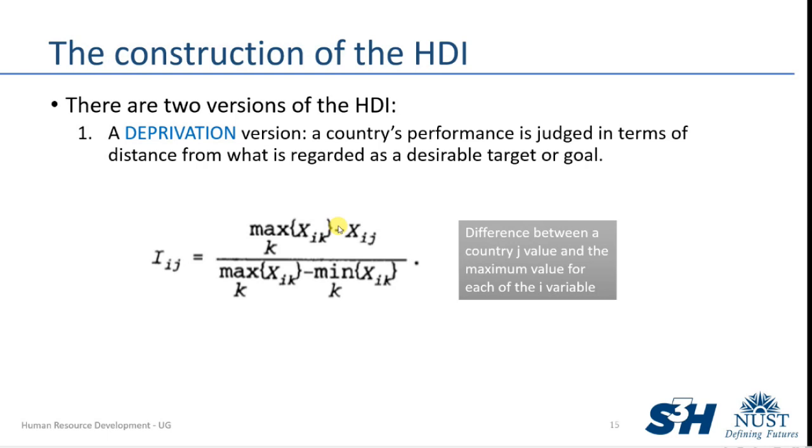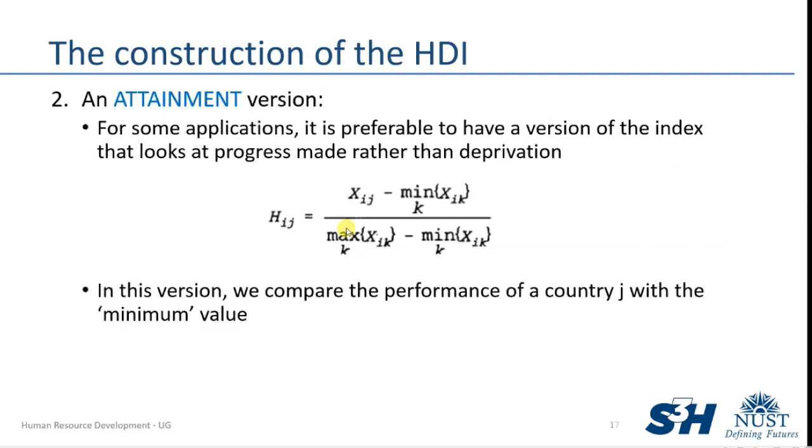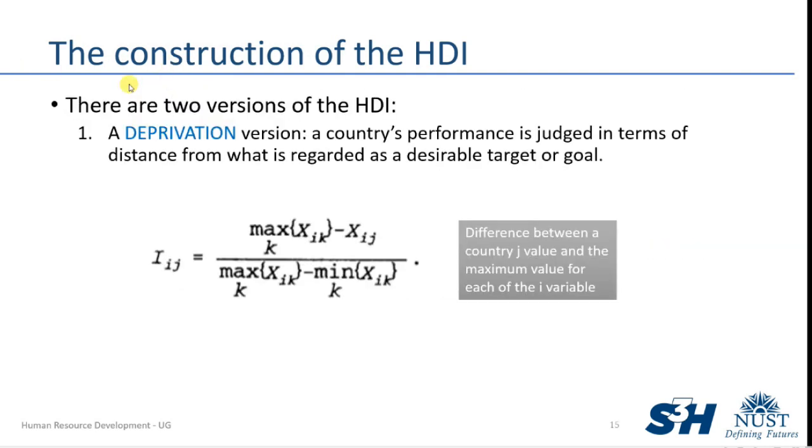For the country that is doing the best, the highest in the list, this whole index will be equal to 0. So its deprivation will be 0 at the minimum level. So this is how you can create a relative index. This will be the relative index for each of the indicators. Okay. A similar thing you can also do differently, which will be the attainment index.